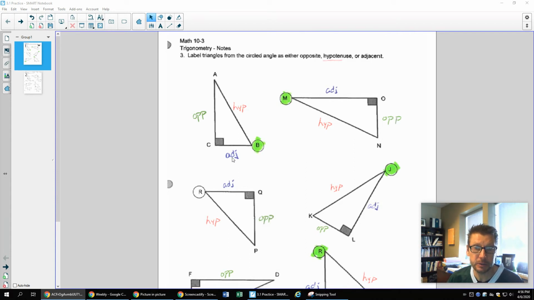And then, like I said, there are only three sides to a triangle. So if there's one side left over, it's got to be the adjacent side. Here's B and here's the side that's touching it. Touching means you're adjacent. Here's M and here's the side touching it, so that's adjacent. And here's J. Again, the side that's touching J is adjacent. So I do hypotenuse first, opposite second, adjacent third. That's just a quick review of naming.